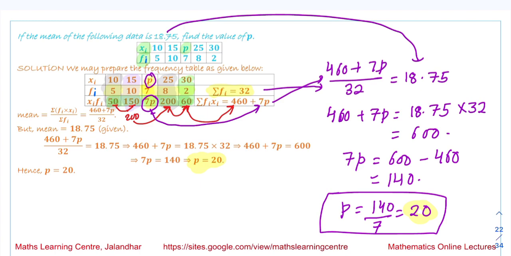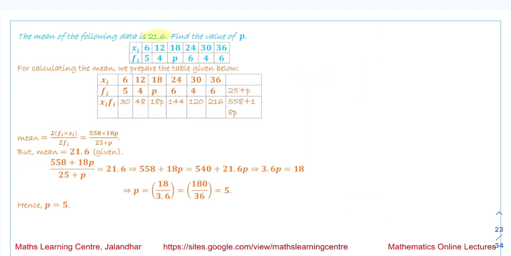Now next is the mean of the following data is 21.6. Now we have to find the value of this P in the frequency. So when we add these values, it is 5 plus 4 plus 6 plus 4 plus 6, it is 25. This P is over there, so this P comes at this point. Next we have to calculate xi into fi. So 6 into 5 is 30. 12 into 4 is 48. 18 into P is 18P.